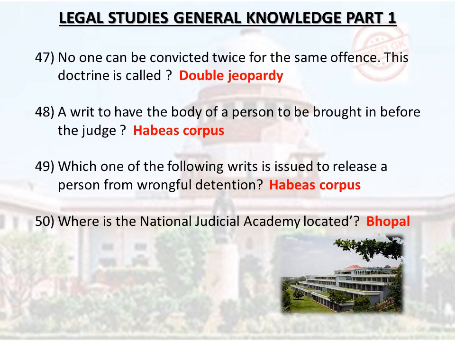No one can be convicted twice for the same offense. This doctrine is called double jeopardy. A writ to have the body of a person brought before the judge is habeas corpus. Which one of the following writs is issued to release a person from wrongful detention? Habeas corpus. Where is the National Judicial Academy located?